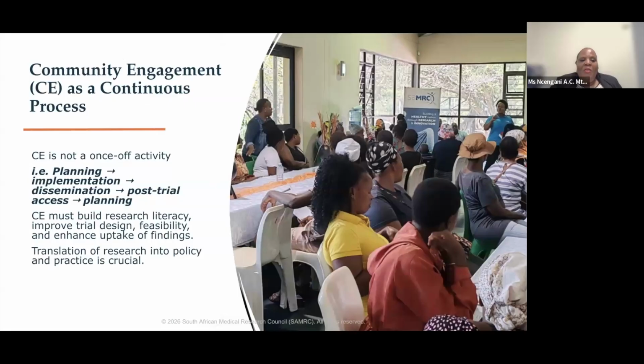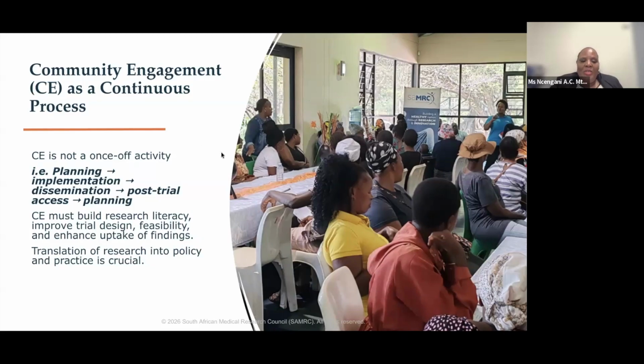It is therefore very important to understand that community engagement is not just a once-off thing, but it must be something which is continuous that runs throughout the entire research life cycle. It starts from planning to implementation to dissemination and even post-trial access, where we engage communities and stakeholders, as well as giving back to the communities to plan for the future planning of new projects.